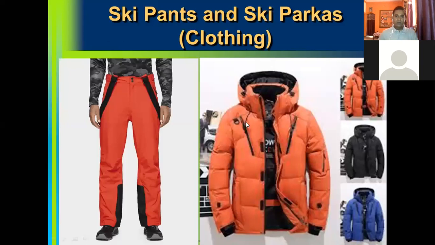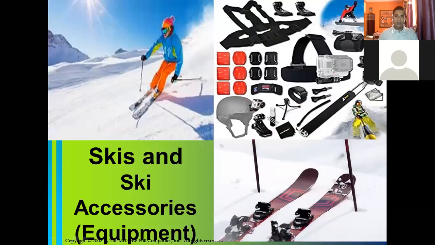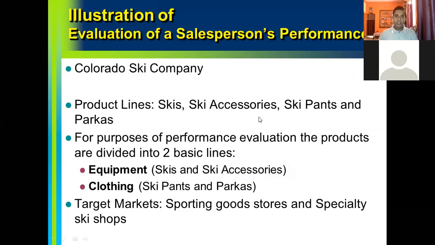I hope the concept is clear and you can understand the products. So the Colorado Ski Company has four product lines: skis, ski accessories, ski pants, and parkas. For the purpose of evaluation of the sales representatives, the company has divided the four product lines into two basic lines.